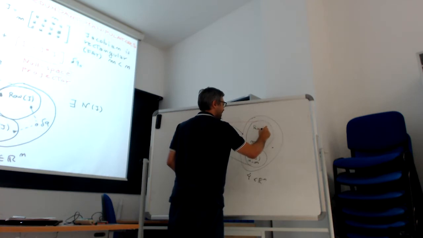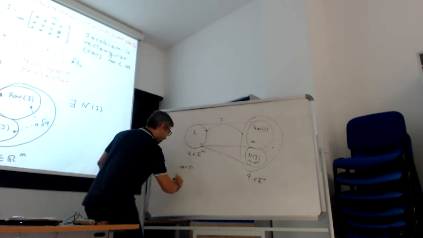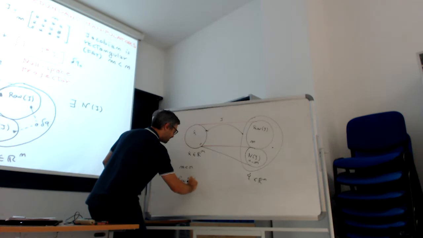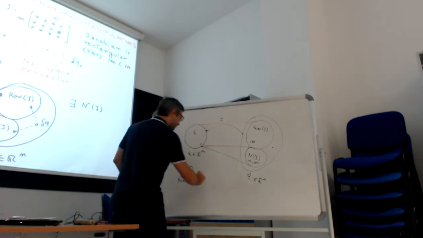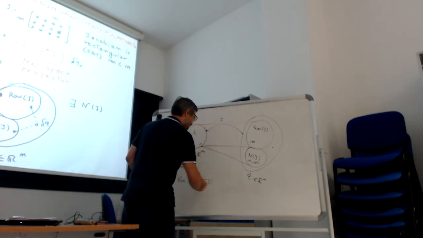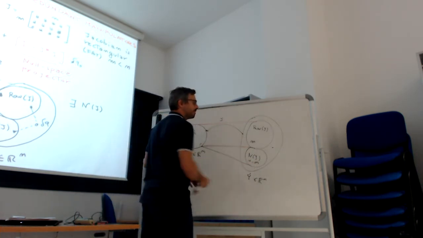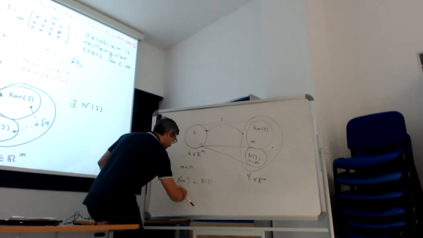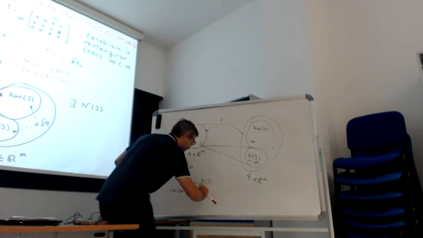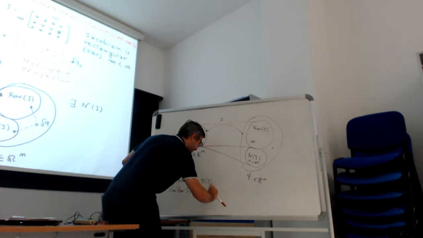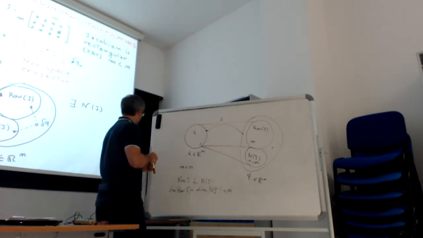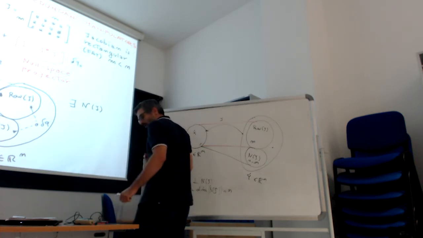And this is called the row space. The row space of J is perpendicular, it is the orthogonal complement of the null space of J. And the dimensions of the two add up to n. So the dimension of the row space of J plus the dimension of the null space of J is n. Okay.